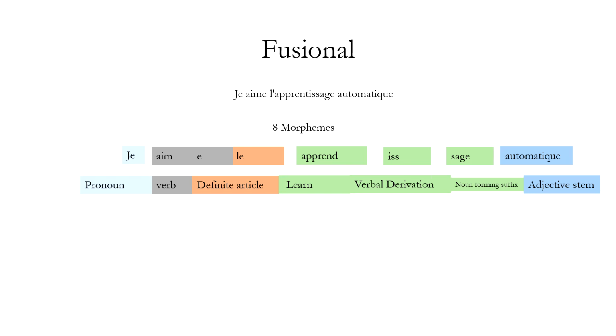We've got fusional now with French. J'aime l'apprentissage automatique. There's 8 morphemes for that. So we've got j', pronoun, aime, which is a verb, le, definite article, apprendre, learn, is, verbal derivation, sage, noun forming suffix, and automatique, adjective stem. Okay, so there's 8 morphemes for that. It's quite a jump.